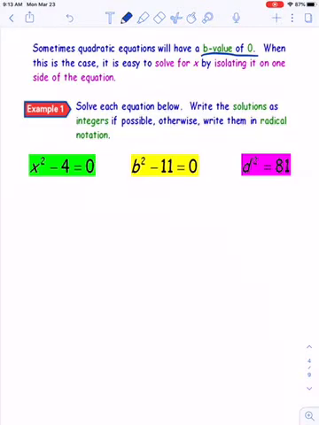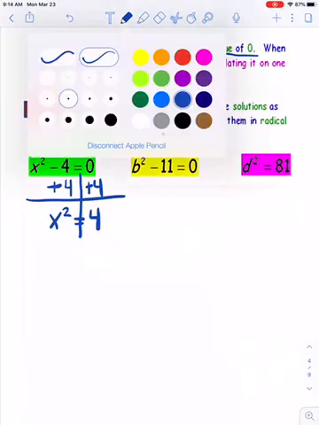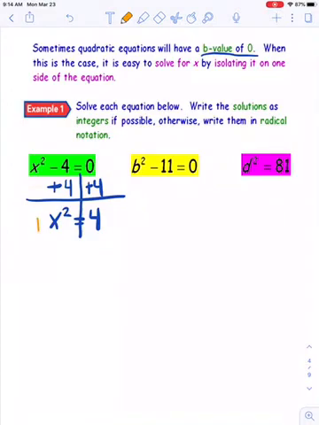So we can just solve these equations like we did in Unit 1. If I wanted to get x by itself to find my solutions, remember we cover up the x, and I have to get rid of that minus 4 first. So I'm going to add 4 to bring it to the other side. Now I'm left with x squared is equal to 4. To get x by itself, to get rid of the square, I have to do the inverse operation of squaring, which is taking the square root.